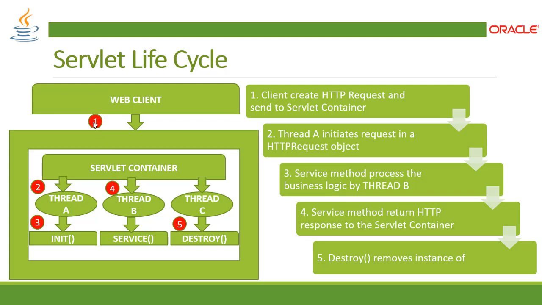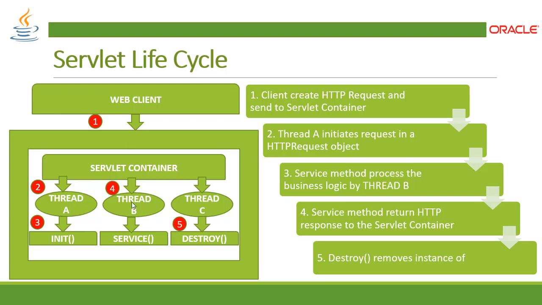So number one, we have the HTTP request. Number two, it will process in the thread, multi-threading. So thread A initiates the request in an HTTP request object, and it will create an instance by using the init method. So the service method processes the business logic by thread B.